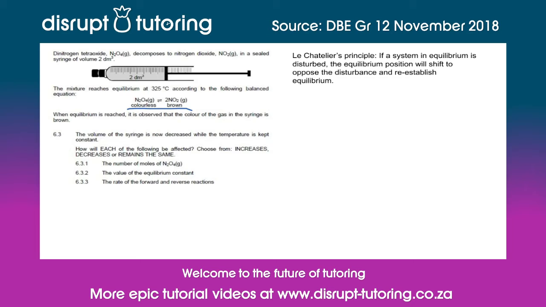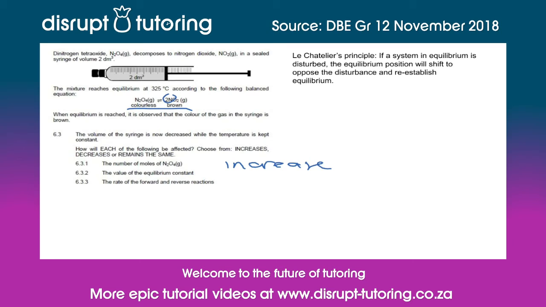In this case, to decrease the pressure, the system will favor the reaction that decreases the number of moles of substance per unit volume. So in the balanced equation, there are 2 moles of product, but only 1 mole of reactant. And that means that the reverse reaction will be favored, and the number of moles of dinitrogen tetroxide will increase.